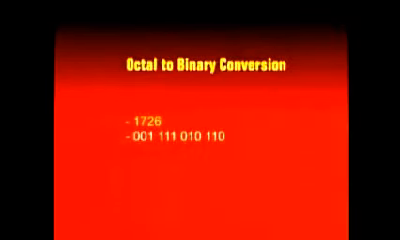Let's now consider the octal to binary conversion. The octal number is 1726. Each octal digit is replaced by its equivalent 3-bit binary number. Thus, octal 1 is replaced by 001, octal 7 is replaced by 111, octal 2 is replaced by 010, and octal 6 is replaced by 110.